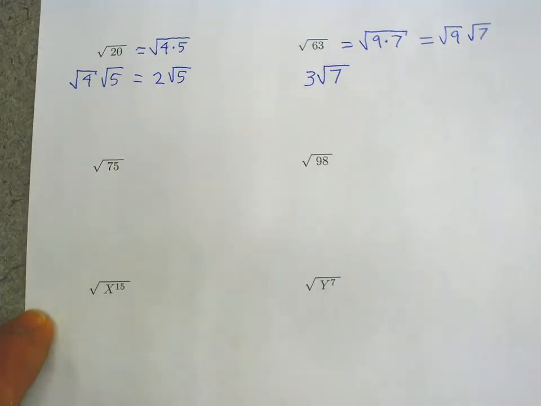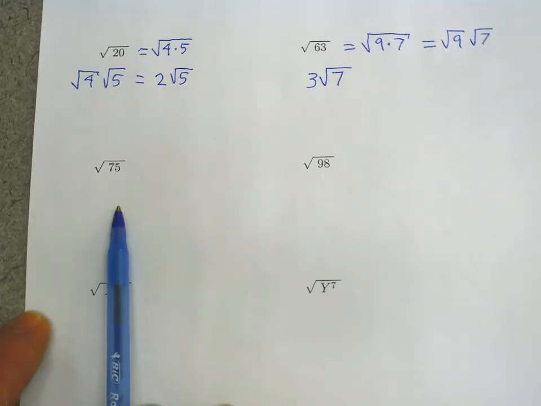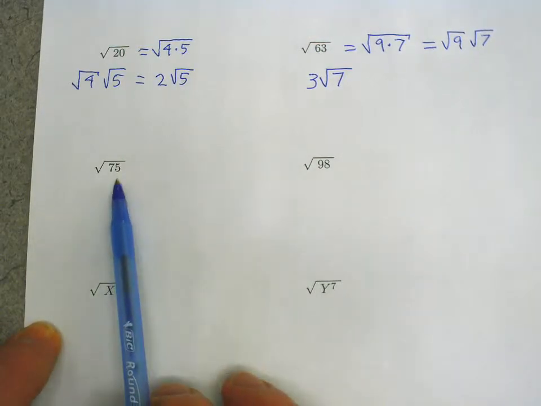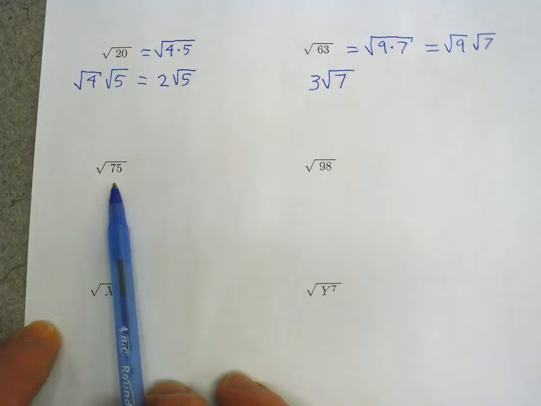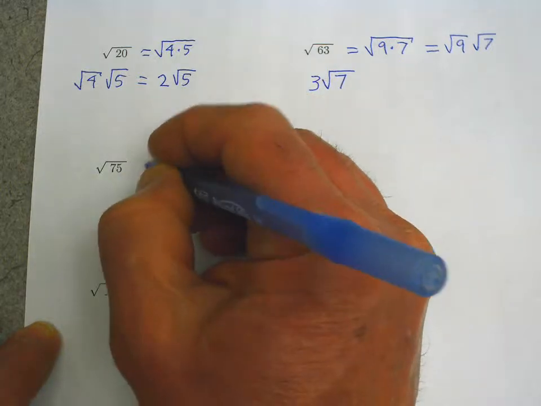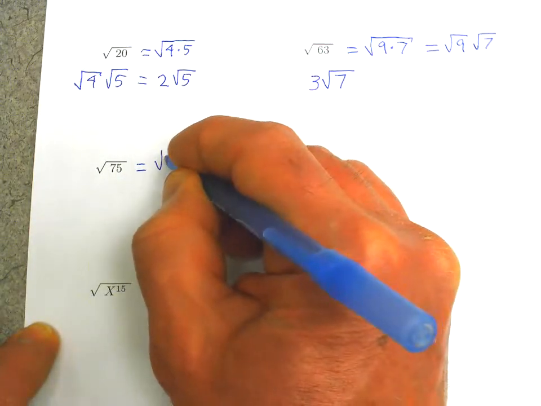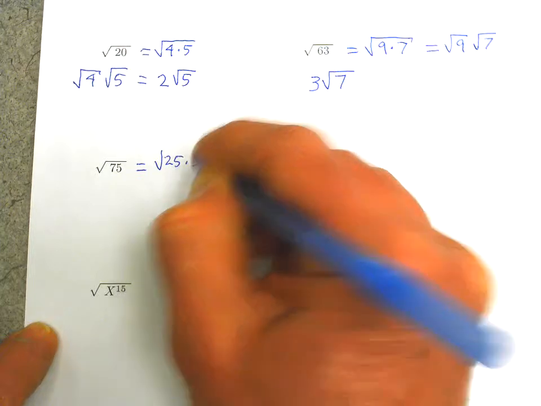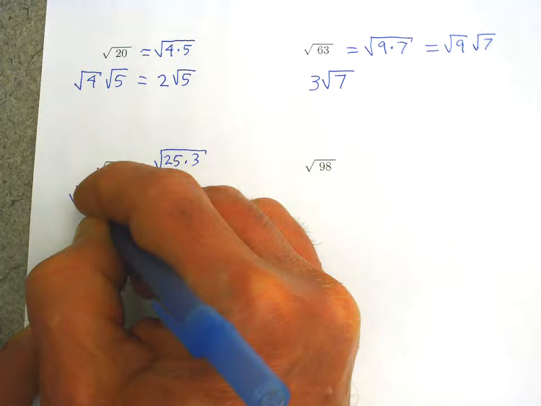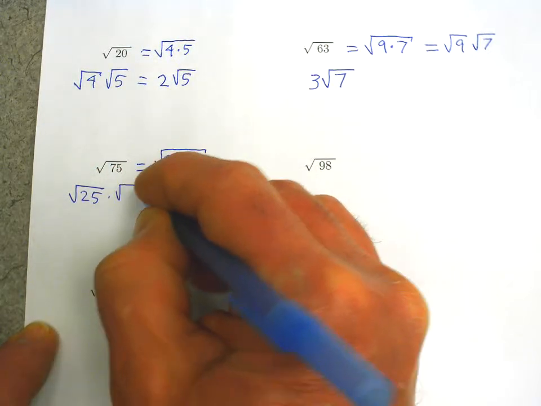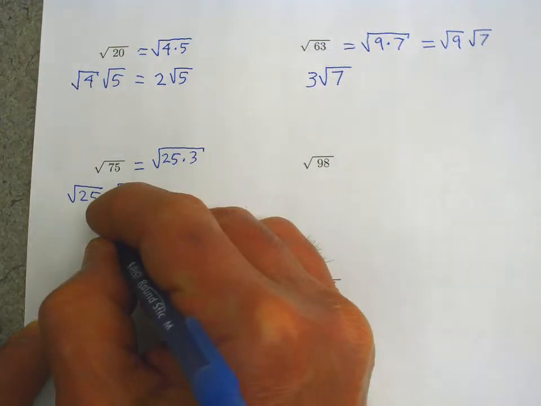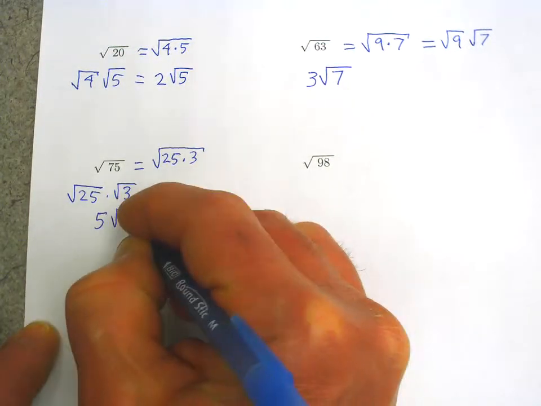And the next example, simplify the square root of 75. 75 is not a perfect square. The largest factor of 75 that is a perfect square is 25. 25 times 3 is 75. So we rewrite this as the square root of 25 times 3. And then we can write this as the square root of 25 times the square root of 3. And finally, the square root of 25 is 5. So our simplified answer is 5 times the square root of 3.